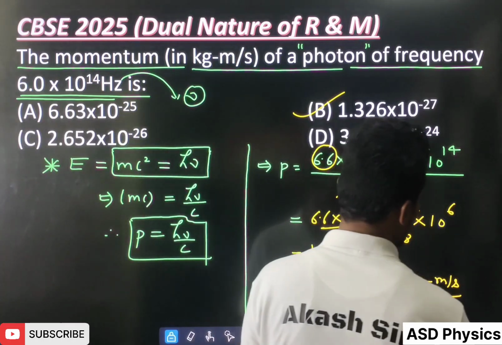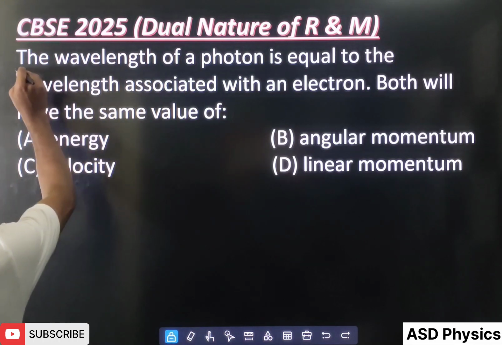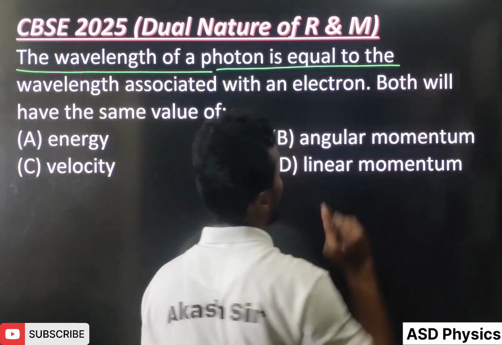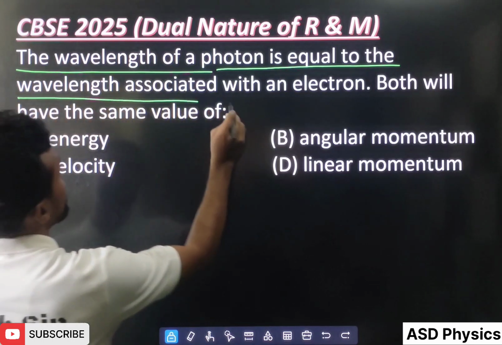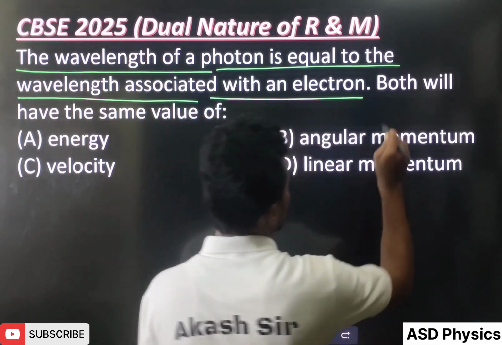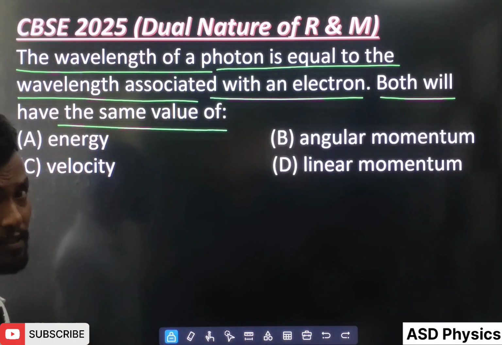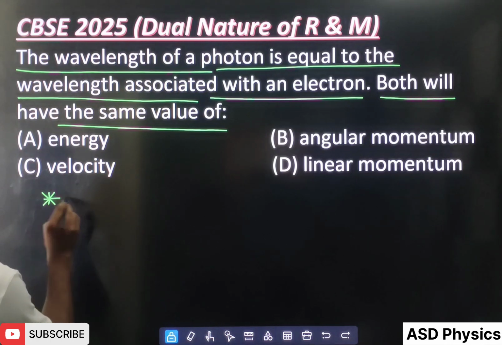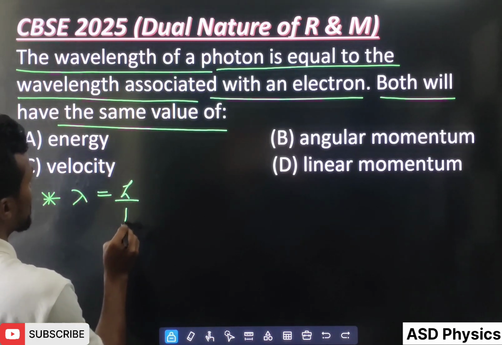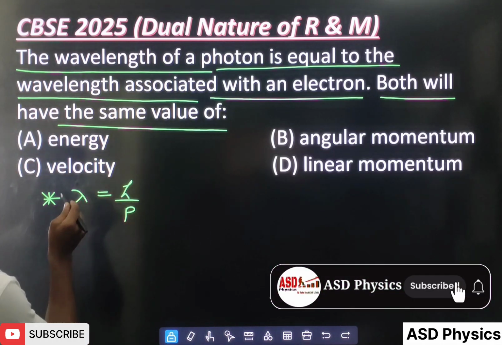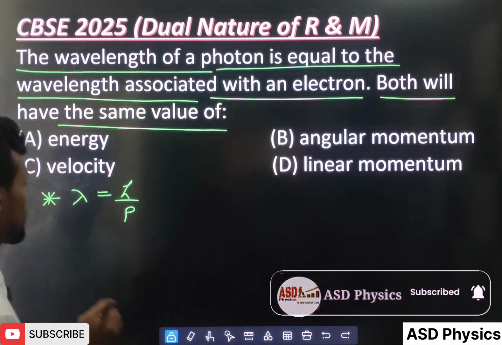Great. Now students, next one, what is the question? The wavelength of a photon is equal to the wavelength associated with an electron. Both will have the same value of what? They are telling that the wavelength is the same. So again, the de Broglie hypothesis is there. The wavelength formula is λ = h/p, where λ is the wavelength, h is Planck's constant, and p is the momentum. Which momentum? Linear momentum.